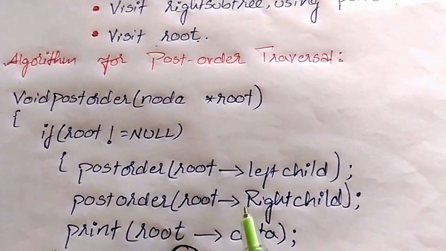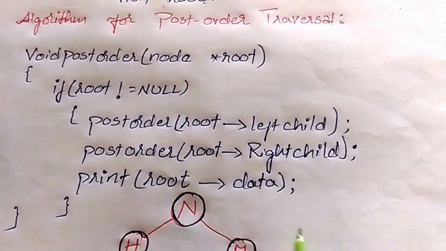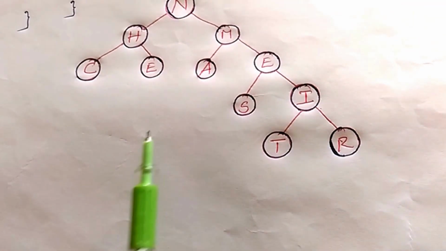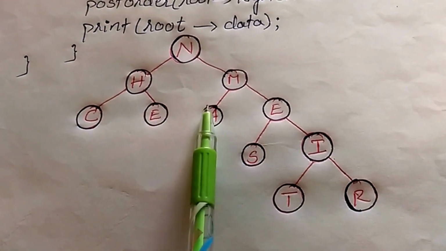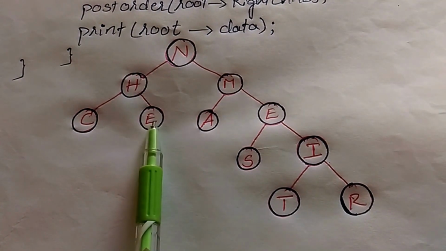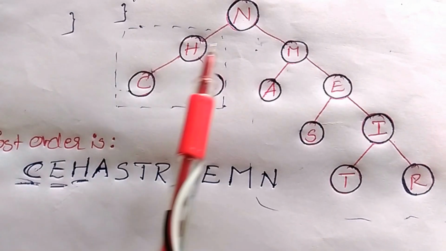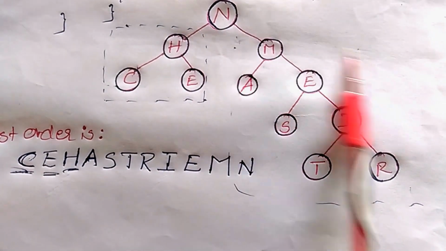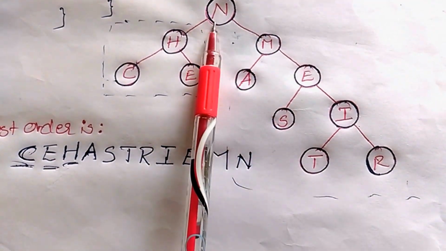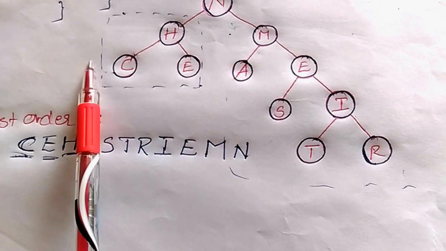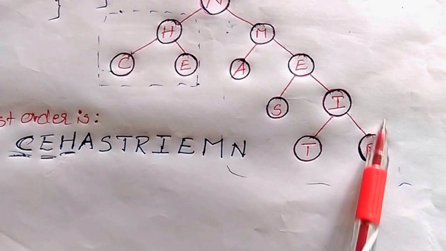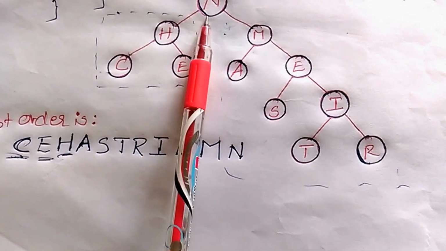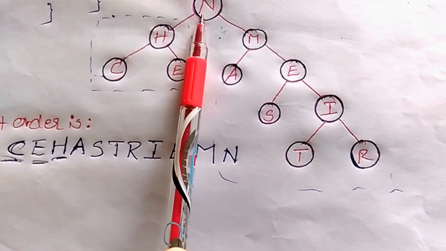So let's consider an example. This is a binary tree example in which each and every node has a maximum of 2 children. So the root node is N and this is the left subtree, this is the right subtree. So before visiting the root, we should traverse the complete left subtree and complete right subtree, and later on the root is visited as it is a post-order traversal technique.